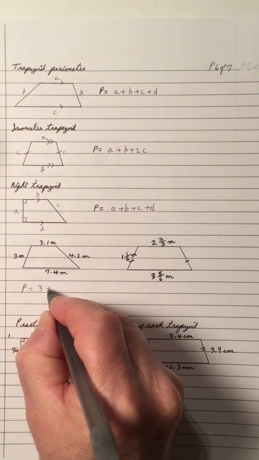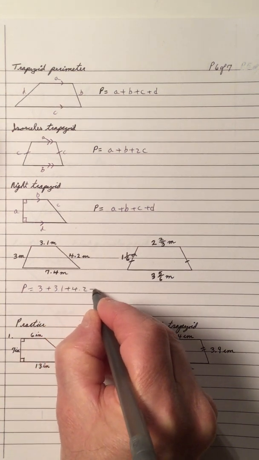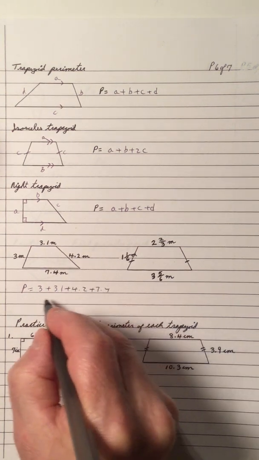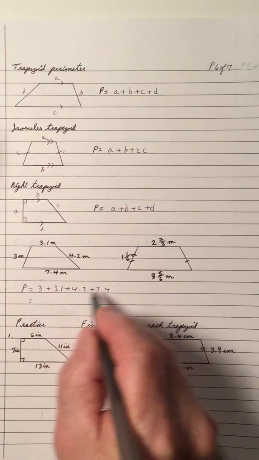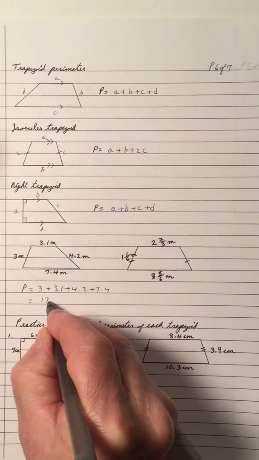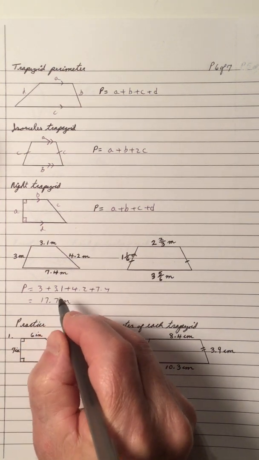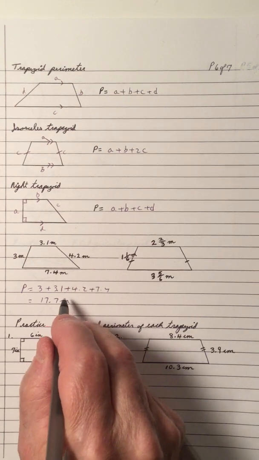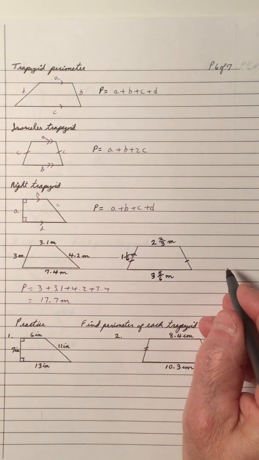So it's 3, add on 3.1, add on 4.2, add on 7.4. And when you take your time with a calculator or your head and add all those up, line them up, you get 17.4. And it's meters. Remember, perimeter is 1 unit, and the exponent is just m to the 1.